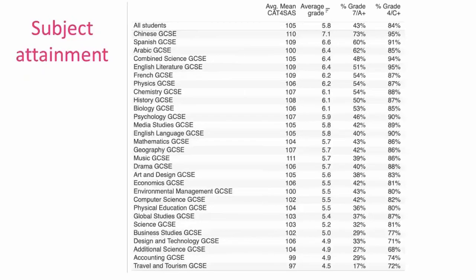This next table looks at the same list of subjects, but this time we're ranking it by attainment. Which subjects are students achieving the highest results, the highest grades across the group of international schools, and in which subjects are students achieving the lower results.